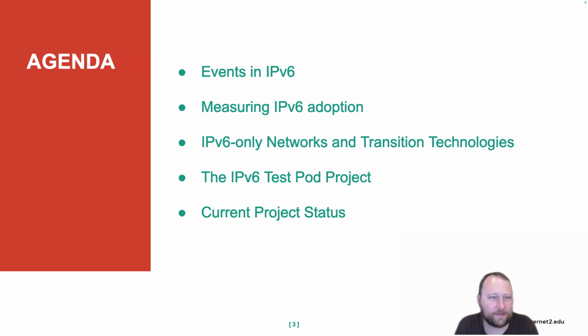So in this talk, I'm going to look a little bit at some major events in IPv6. Obviously, I can't cover all of them. Ways that we measure IPv6 adoption, and a couple of options for IPv6-only networks and transition technologies. Specifically, I'll be looking at ways to get IPv6-only networks to the endpoint. And then talk a little bit about the IPv6 Test Pod project and ways that I think it could help move that forward, and then what the current status of the project is.